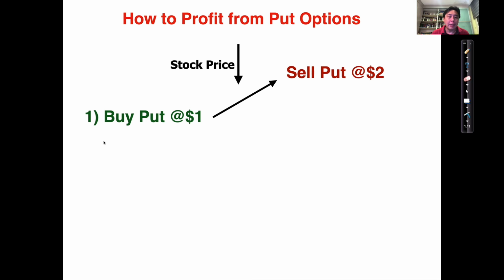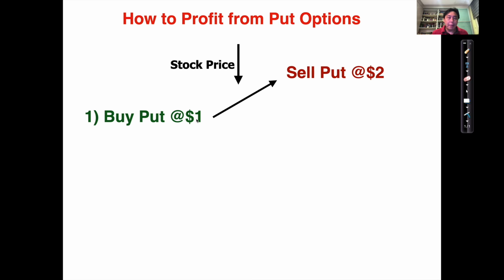Now, what if you buy the put and the stock price doesn't go down? The stock price goes up or stays the same. Then the put would expire worthless. And what's the worst you could lose? What's the most you could lose? That's right, you lose $1, the premium. So limited risk, unlimited return in buying put options.